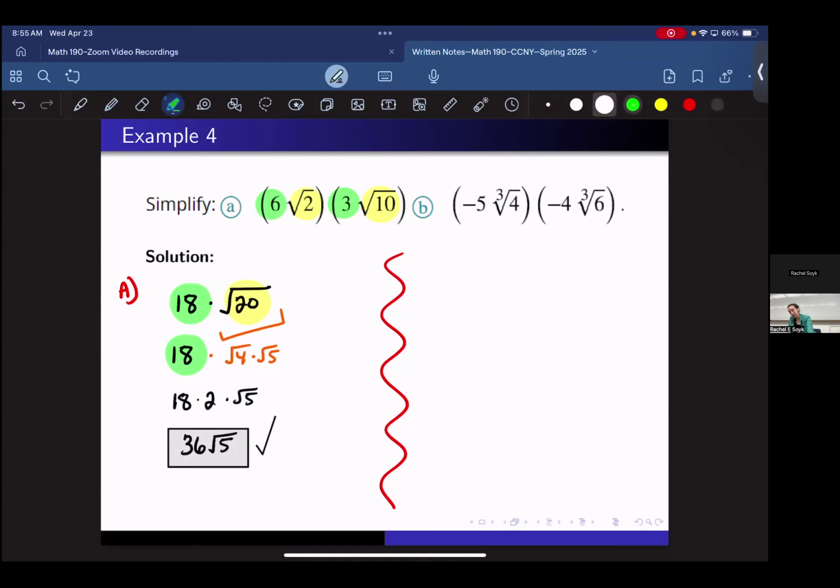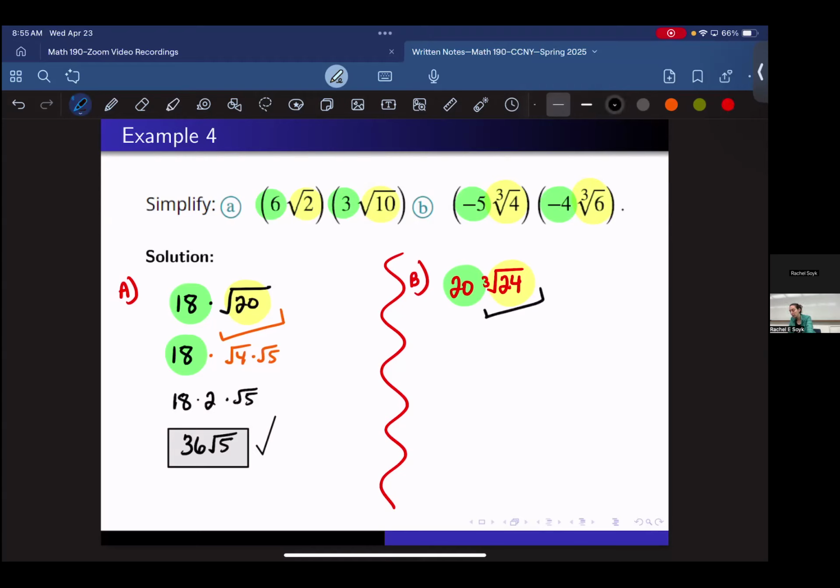Part B, once again, deal with the coefficients first, and then look at our roots. So we have -5 times -4 is a positive 20. And then we have the cube root of 4 and the cube root of 6. Well, 4 times 6 gives you 24. So we're looking at the cube root of 24. That's your answer, but you want to simplify more.